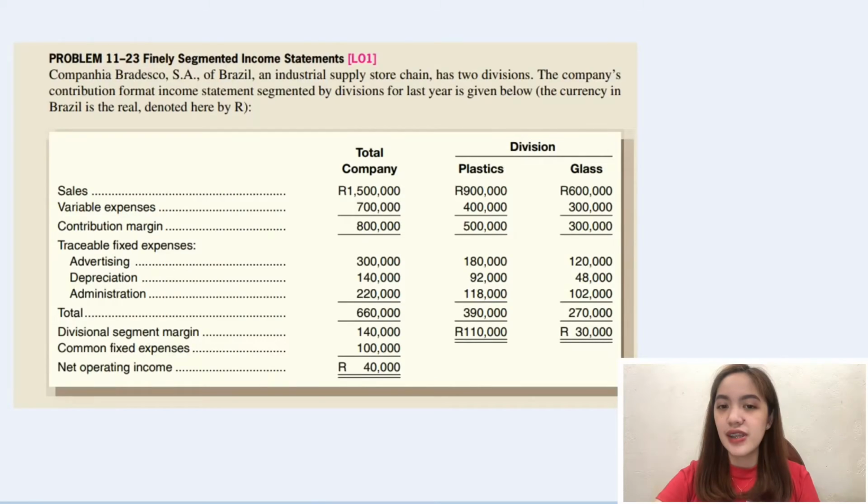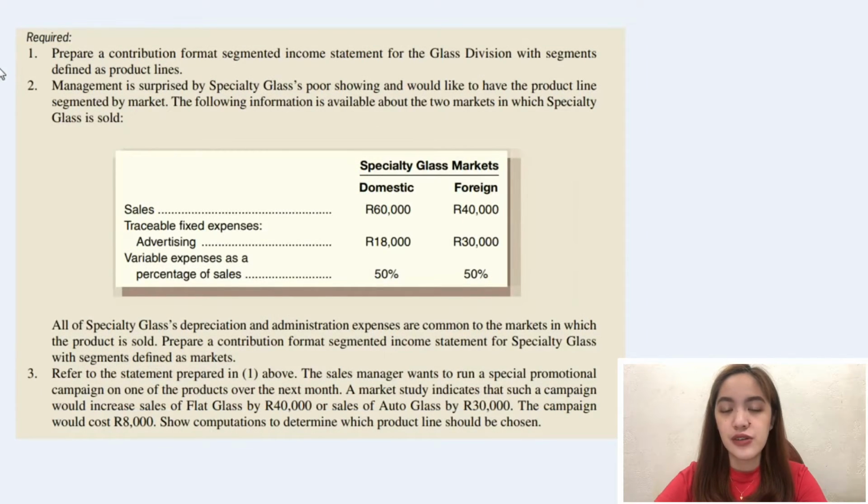For today's video, we're going to answer Compania Bradesco problem 11-23 that can be found in our reference material. 11-23. For the first requirement, we are required to prepare a contribution format segmented income statement for the glass division with segments defined as product lines.